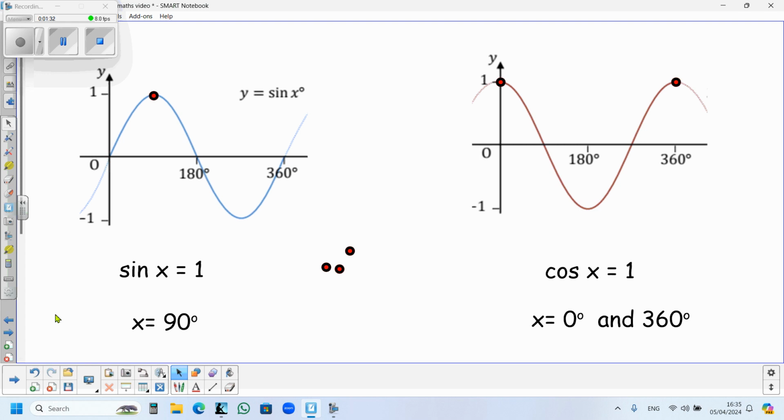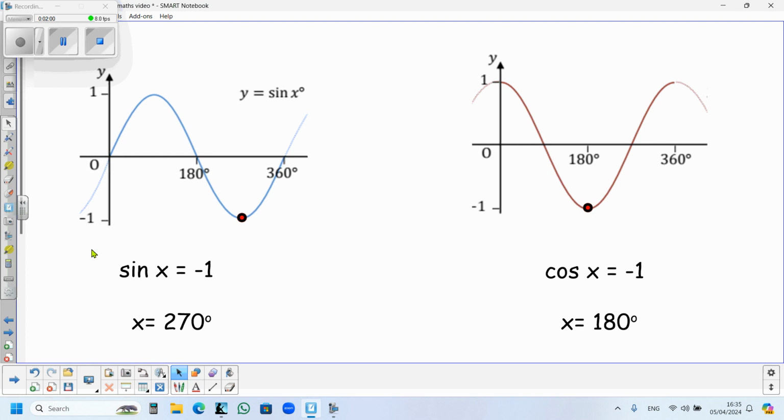Likewise, if we have got sine x equal to 1, so we go to 1, we follow it across, we mark our graph. That angle in there is 90. So if sine x equals 1, x equals 90. The next one, if cos x is equal to 1, we find 1 on the graph, we read across, there's two places where it's 1. The first one is when x is equal to 0, and another one is when x is equal to 360.